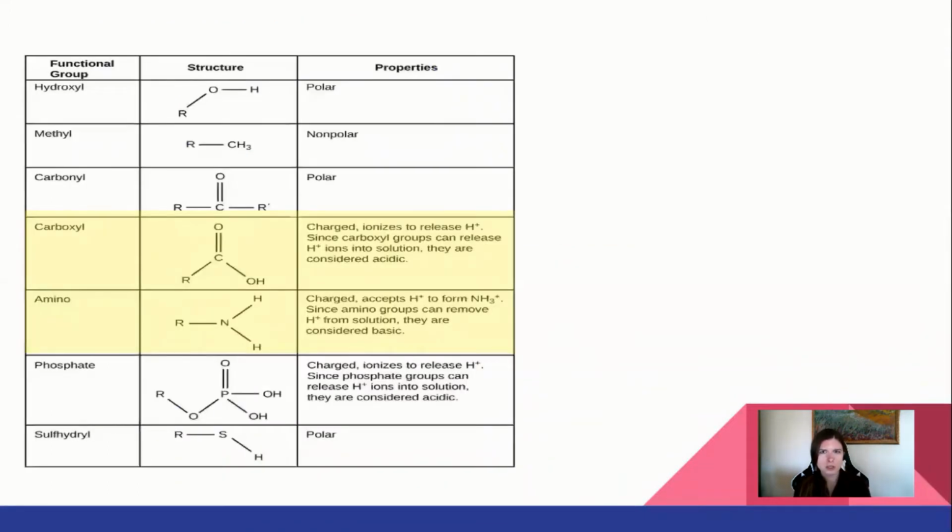So when we're looking at proteins, we're going to be focusing on two different functional groups. We're going to see a carboxyl group, which we've talked about before. We saw the carboxyl group when we were looking at our triglycerides and our lipids. We're also going to see an amino group when we talk about proteins. So this amino group is specific to proteins. It's going to be really important.